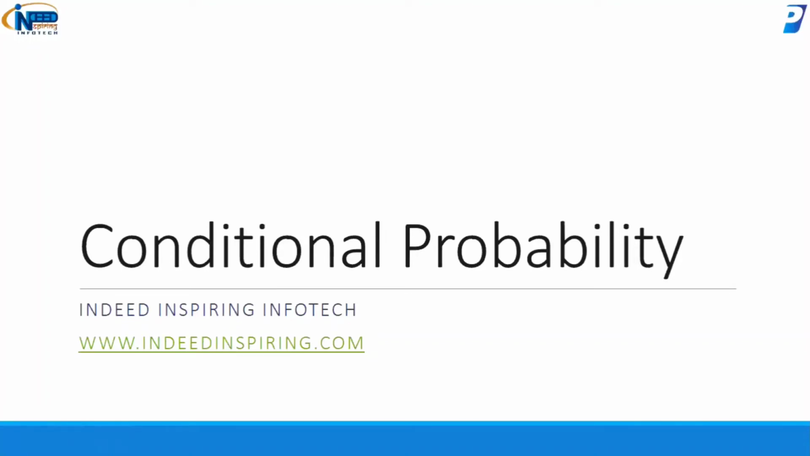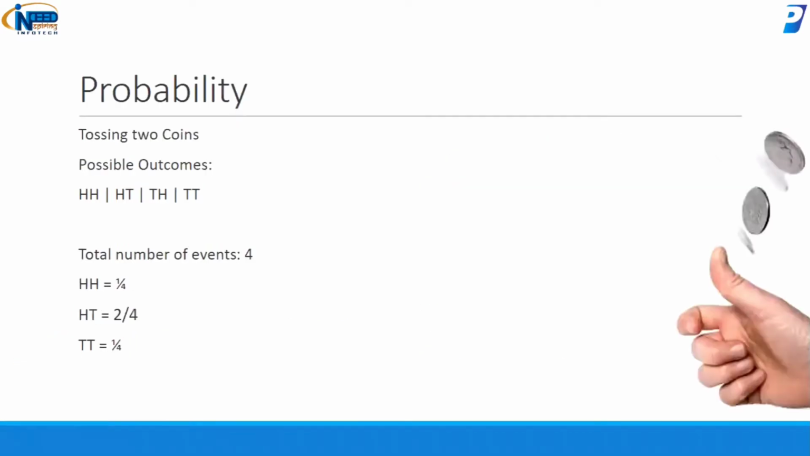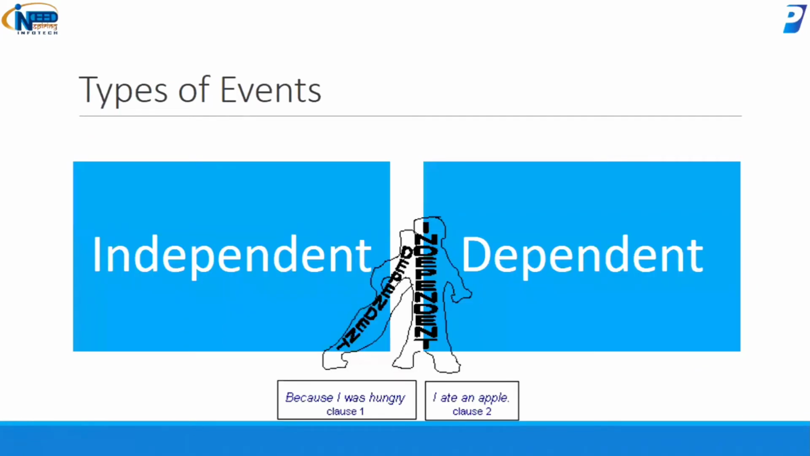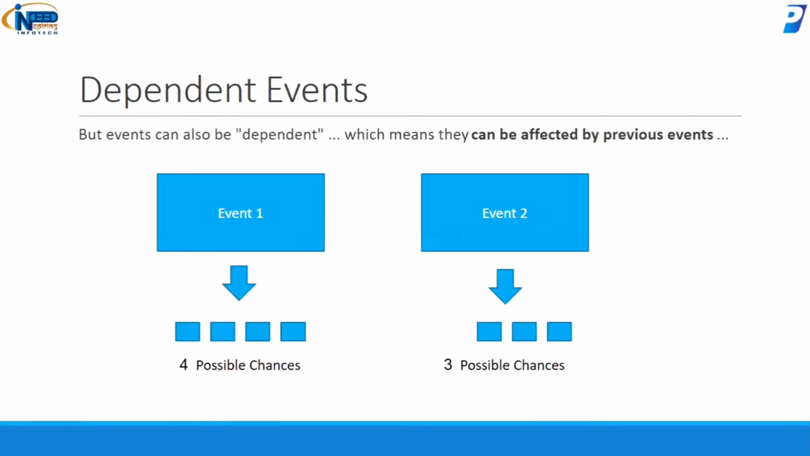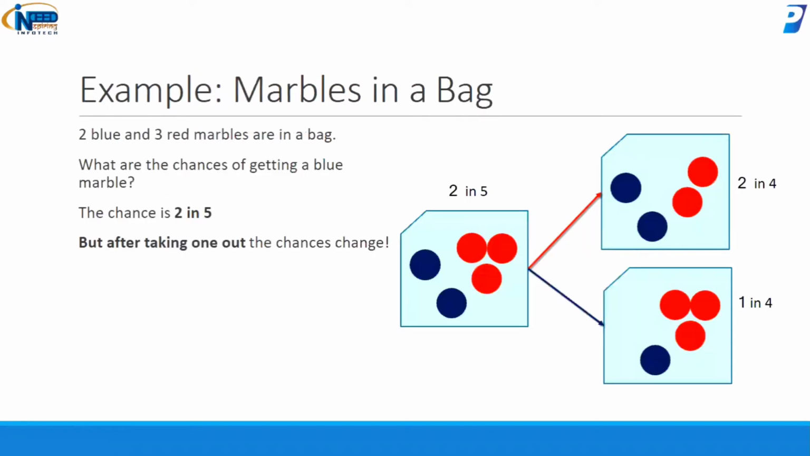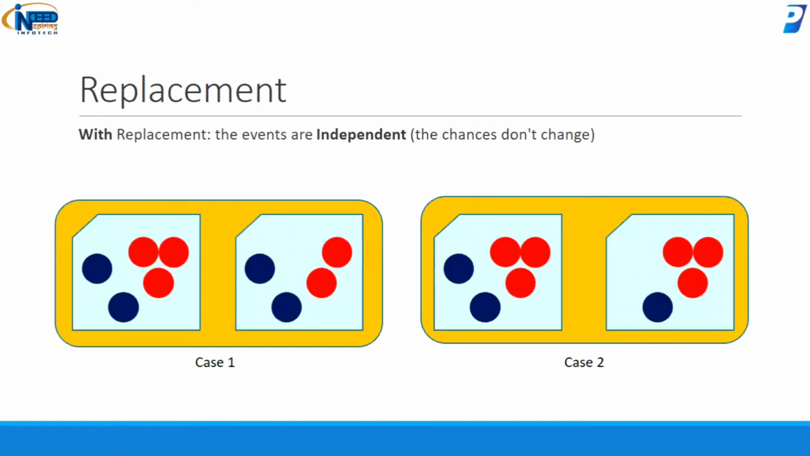We are discussing conditional probability. In the last video, we already discussed the concept of probability and the types of events, independent and dependent events, and the strategies of with replacement and without replacement. If you want, you can go back and have a look at these concepts in that video. We have given the link in the description section.